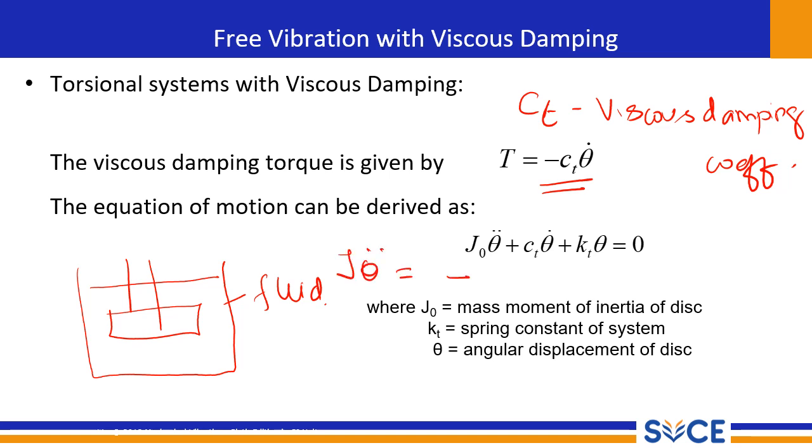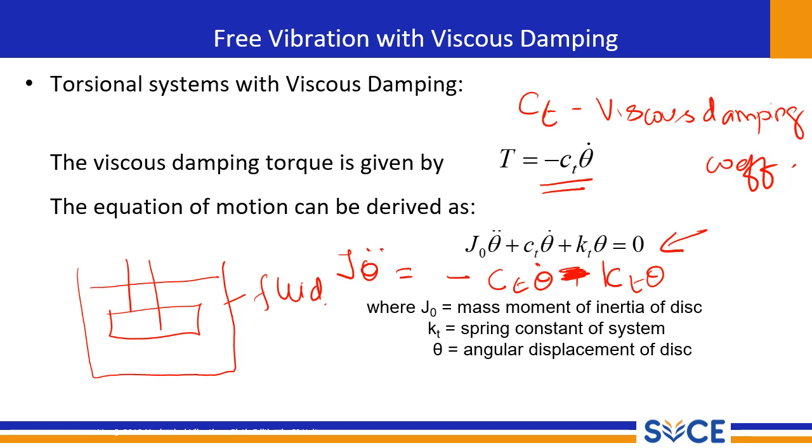the viscous damping torque, that is minus C suffix T theta dot, plus minus, opposing stiffness due to the shaft, K suffix T theta. All these minus terms will come to one side. We will get the equation of motion. That is, the equation of motion represents the balance of all the torques acting on the disc.